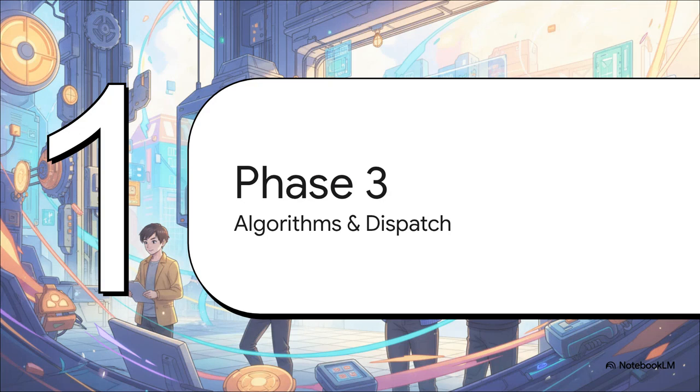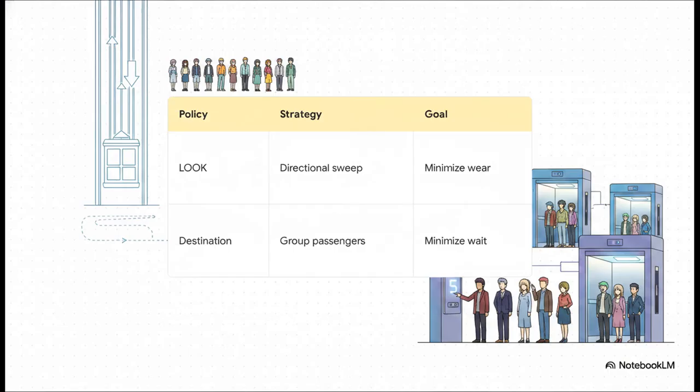Okay, on to Phase 3, algorithms and destination dispatching. Now let's tackle the real brains of the operation, how the system actually routes these cars efficiently. You really want to contrast the classic LOOK algorithm against modern destination dispatching. The LOOK algorithm is your baseline. It just sweeps continuously up and down the shaft, fulfilling requests along the way. It's very much like a public bus on a fixed route. And hey, this is great for saving mechanical wear on the cables and motors.